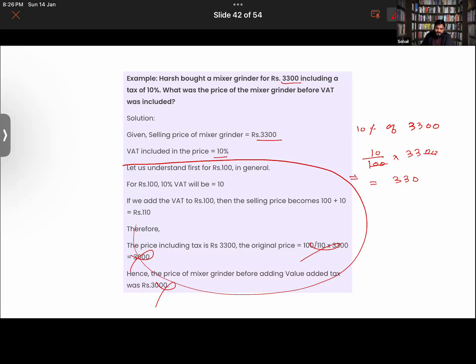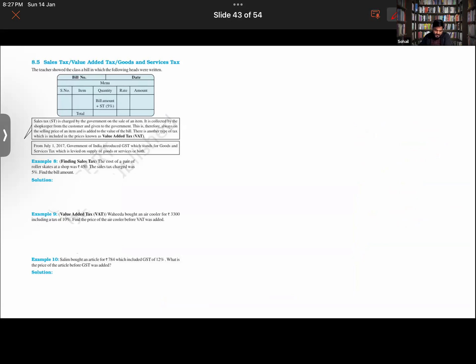Okay, now you pay attention over here. Just like we were doing the previous question, here also what we can do is simply find first of all 10% of 3,300. So that is rupees 330. Now you need to find what was the price of the given mixer grinder before VAT was added in it. So before VAT was added, you simply subtract the value added tax from it. So that is 2,970, right? Yes, sir. Okay. So that is the thing.